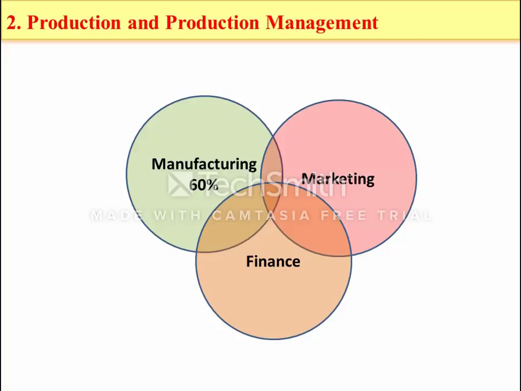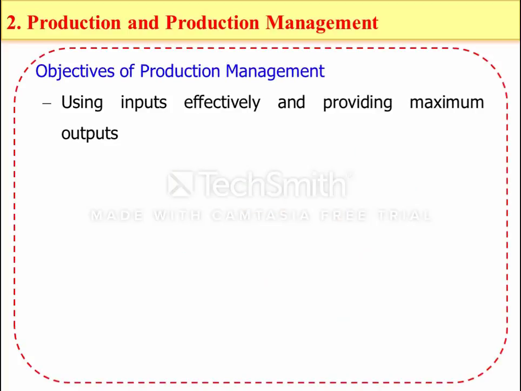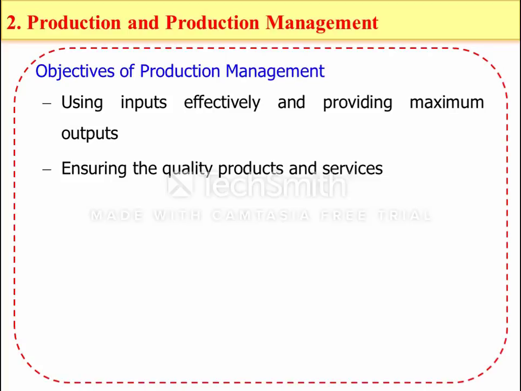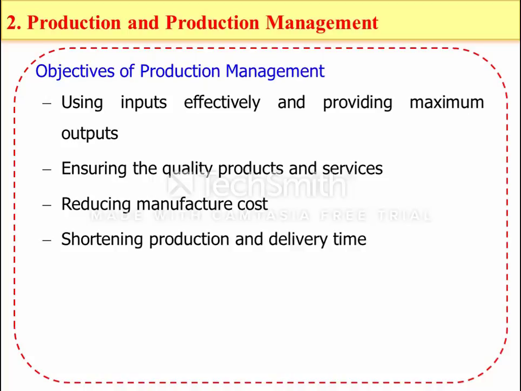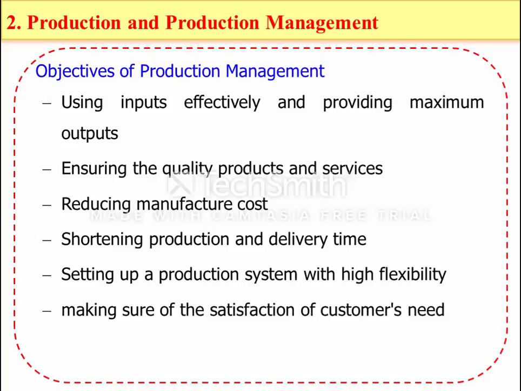The objective of production management is using input effectively and providing maximum output, ensuring the quality of products and services, reducing manufacturing costs and shortening production and delivery time, setting up a production system with high flexibility and making sure of the satisfaction of customer needs, and of course pushing profits.